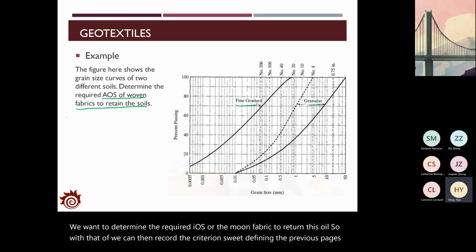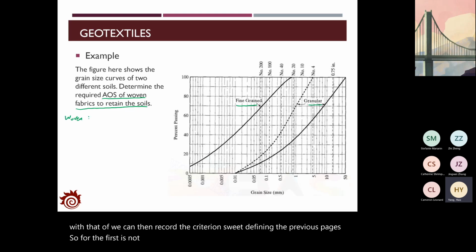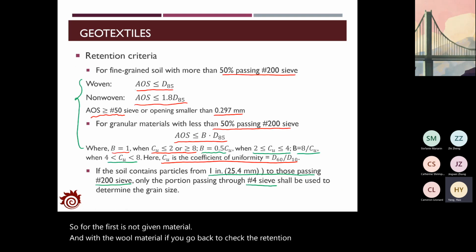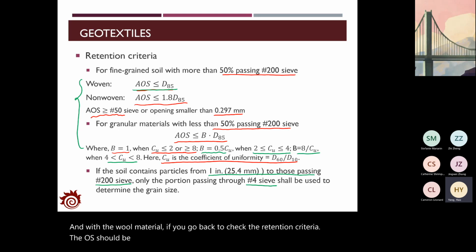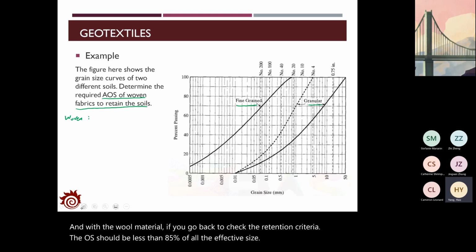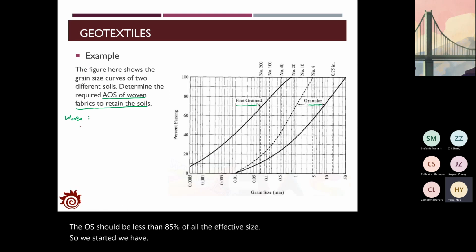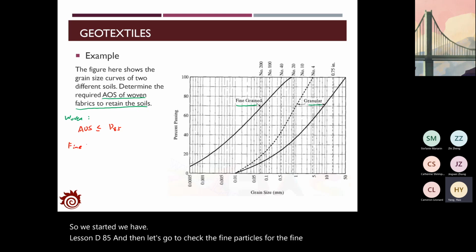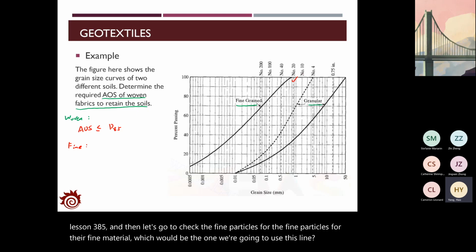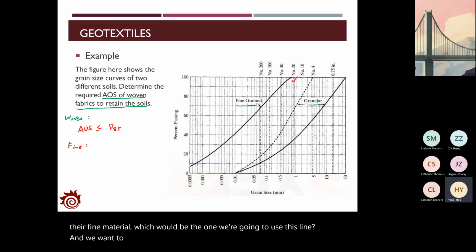So the first is the woven material. With the woven material, if we go back to check the retention criteria, the AOS should be less than D85, the 85% passing size. So with that, we have AOS less than D85. And then let's go to check the fine particles. For the fine material, which would be the one we're going to use, this line. And we want the AOS to be less than D85.